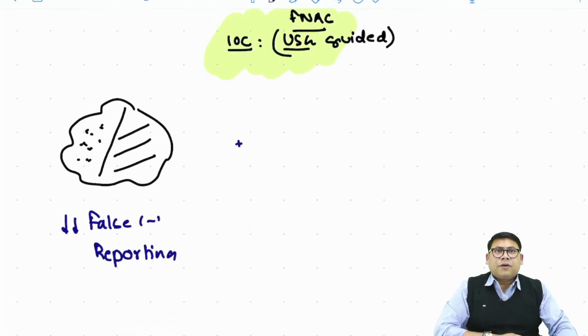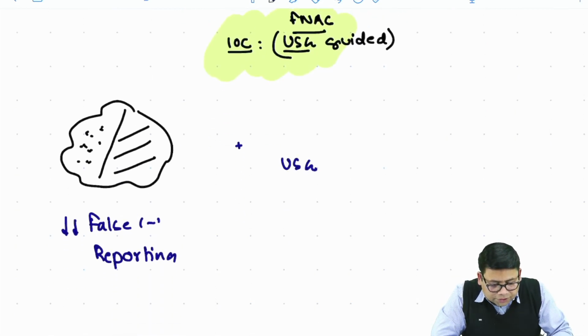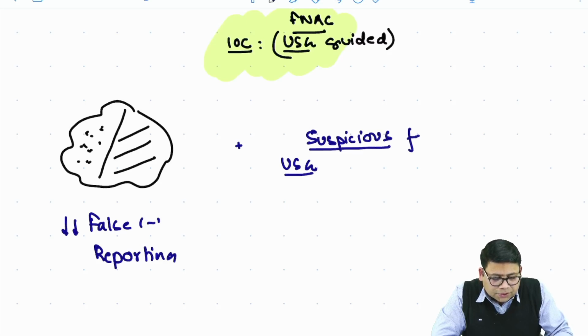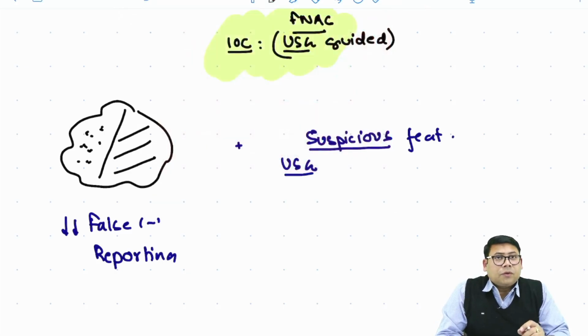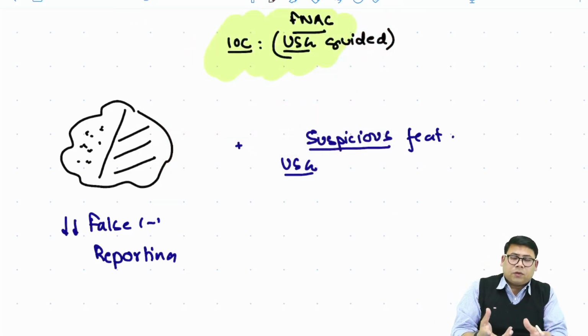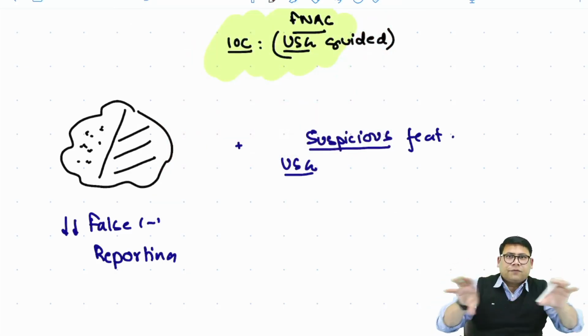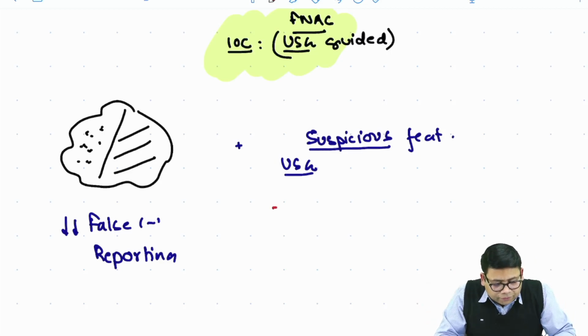Now what are the radiological features or suspicious features on USG? This is again a very important question. The first very important thing that you have to understand is the orientation. Now, is the gland tall or wide? It is wide. So anything in the gland which is taller than wide is very important. So this is suspicious, point number 1.